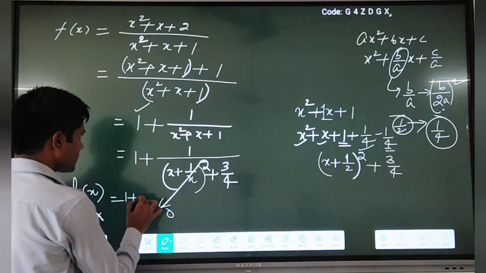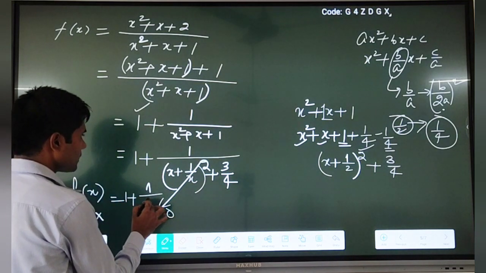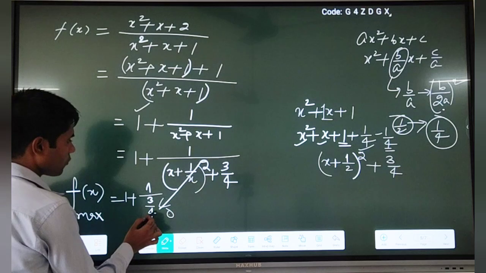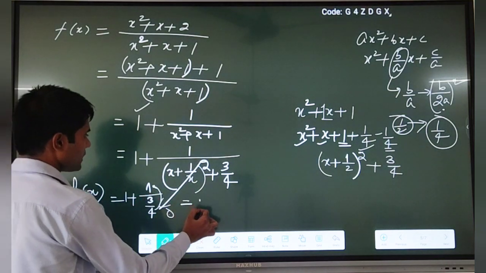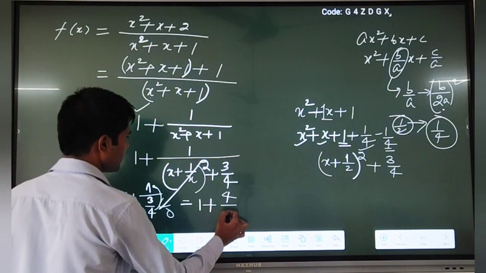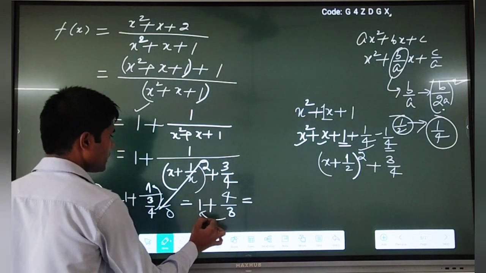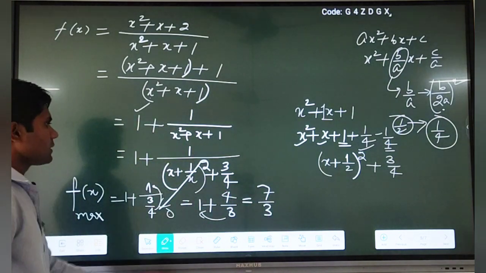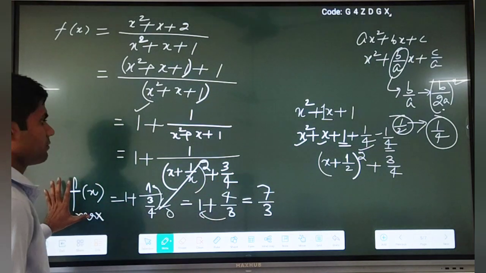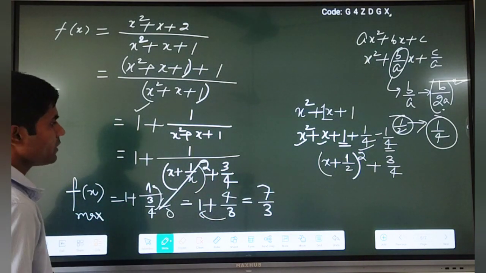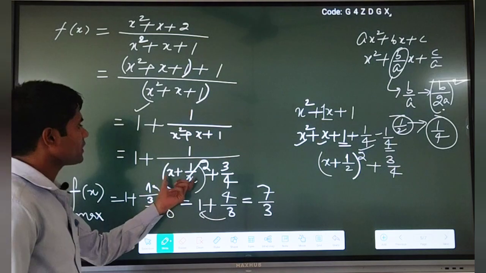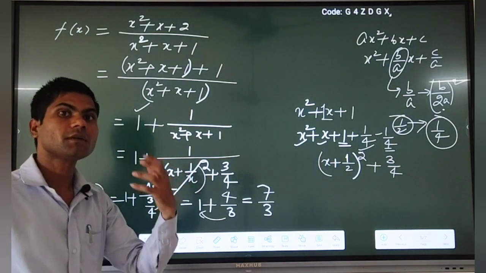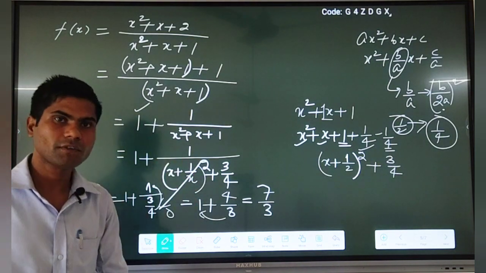So it is 1 plus 1 by 3 by 4. 4 will be in the numerator. So it is 1 plus 4 by 3. So 3 plus 4, 7 by 3. So student, 7 by 3 is the maximum value. But what about the minimum value? We don't know what the maximum value of the denominator is. Suppose we put the maximum value, then we can find the minimum value.